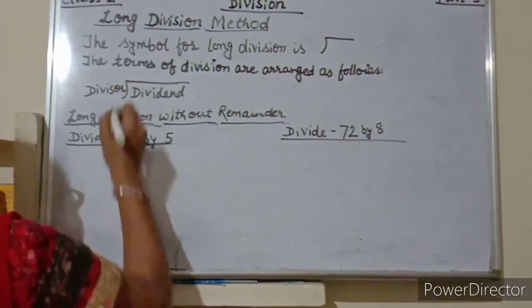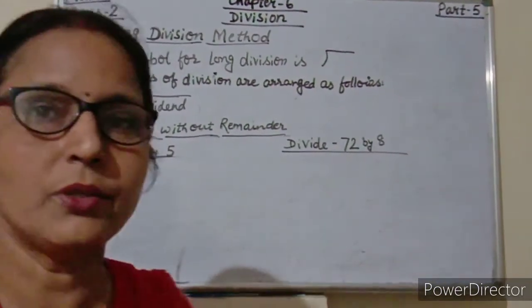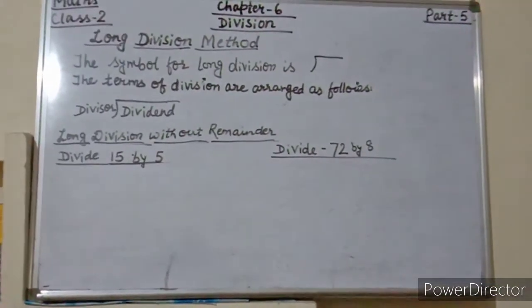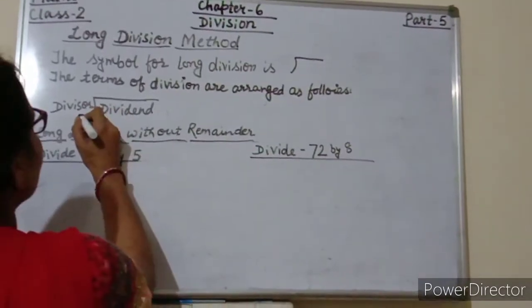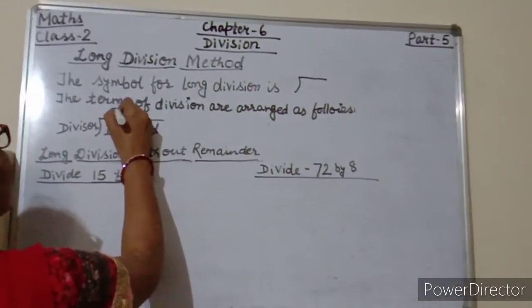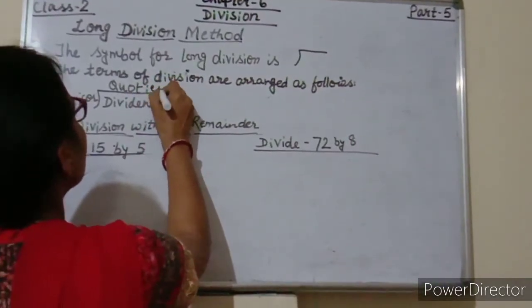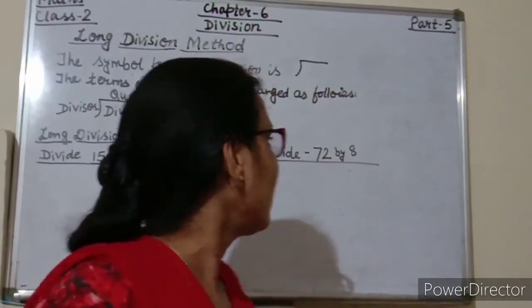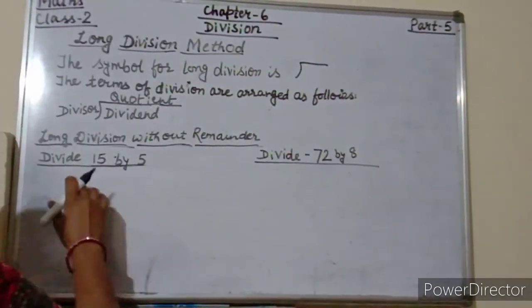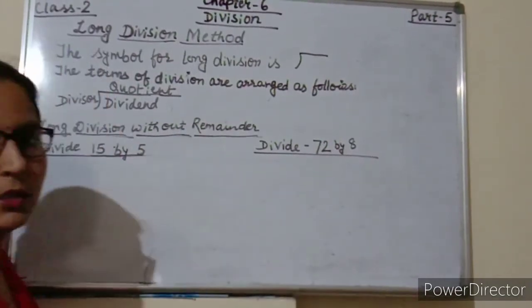the divisor. So students, tell me what is the divisor? Can you say? Yes, the divisor is the number which divides the dividend, and here we will write the quotient. This is the result of the division. Now students, what will we do here? Here we will do long division without remainder.